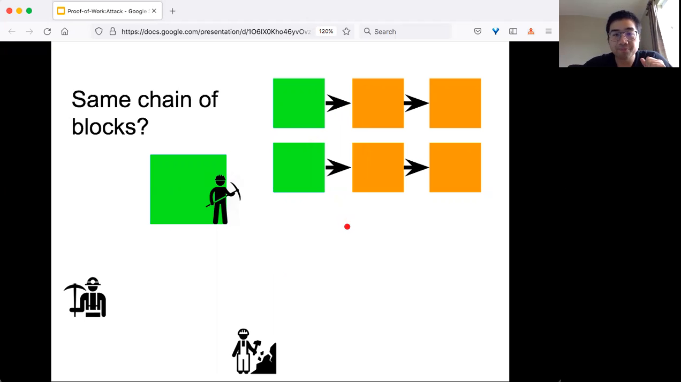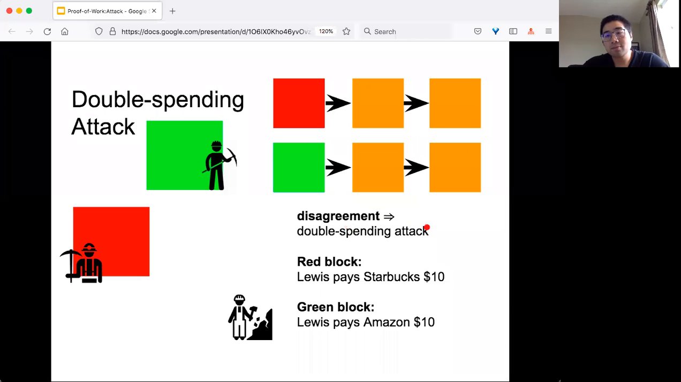So that's good. But because all of this puzzle solving, or the mining, is randomized, it's possible that two miners find the block roughly at the same time. And in this case, we might have disagreement. And if we have disagreement on the blocks of the chains, then the double spending attack is possible.